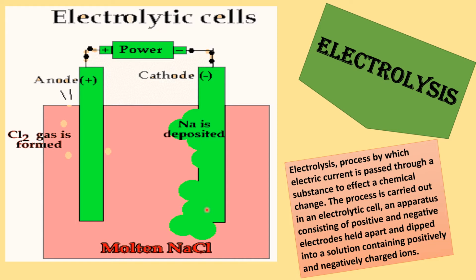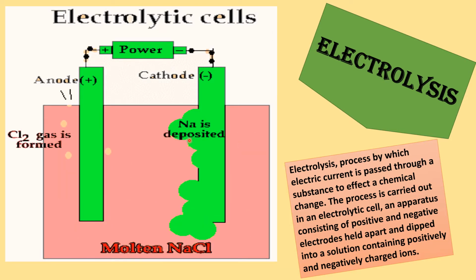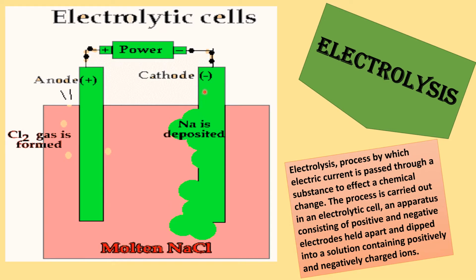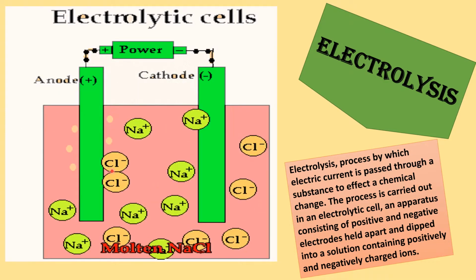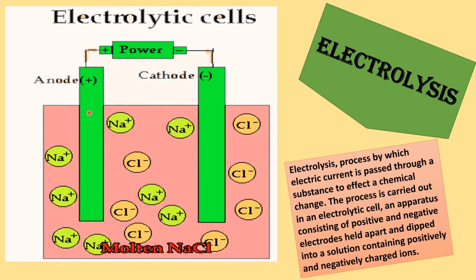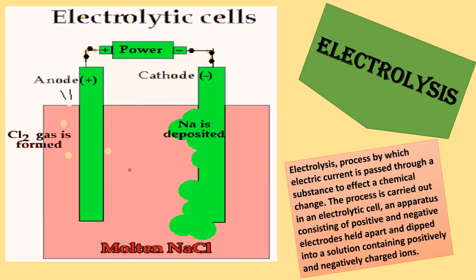Now what will happen? See, sodium ion, Na plus ion is going to cathode because cathode is negative, so cation used to go to cathode. And because anode is positive, so Cl minus ion is going to anode. That means anion goes to anode and cation goes to cathode.